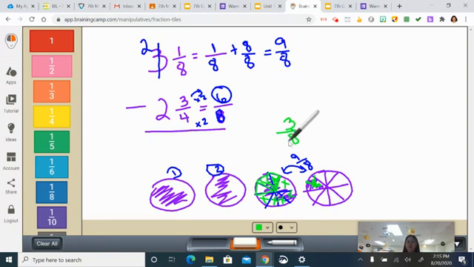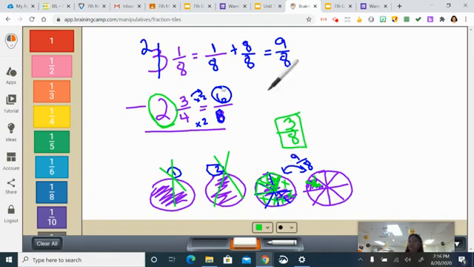Talk to me, guys. Now I have to subtract 2 minus 2. I'm subtracting this 2, so I'm getting rid of 2. So my answer is 3/8. 3 and 1/8 minus 2 and 3/4 is 3/8. I'm only left with 3/8.